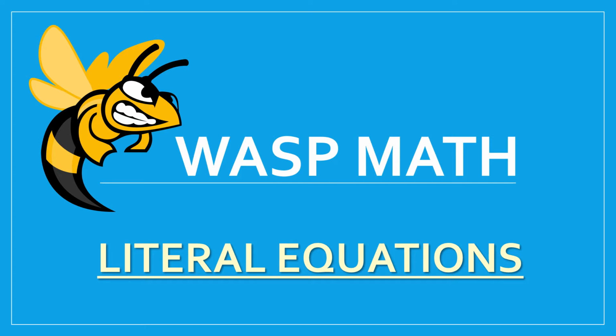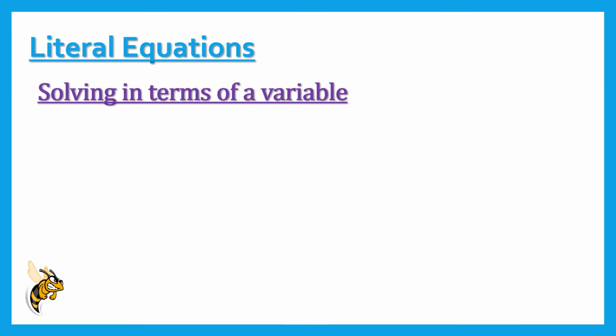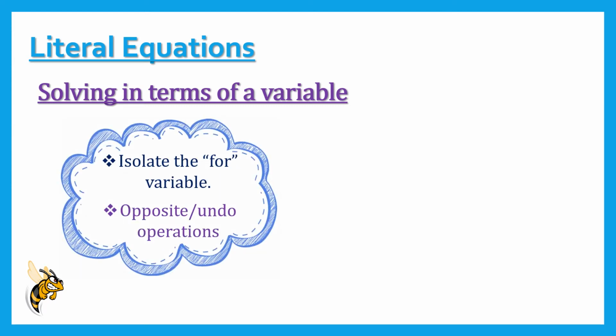This video will focus on literal equations. A literal equation is when you solve an equation in terms of a variable. Your goal is to isolate the variable by using the opposite or undo operation. It's just as if you're solving a normal equation.